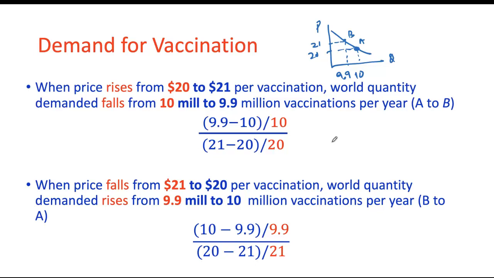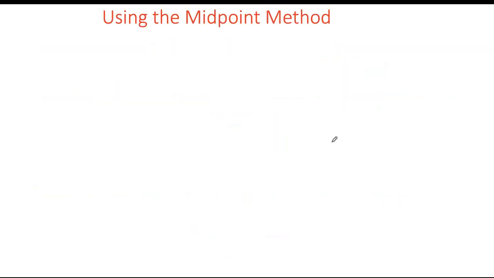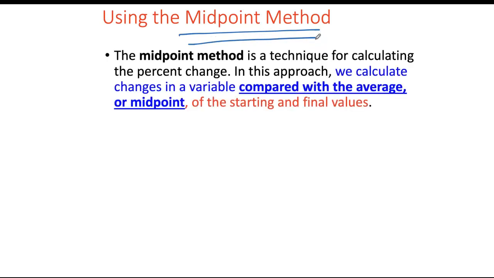In order to get rid of this ambiguity, we will use what we call the midpoint method for calculating price elasticity of demand. So please note, you're expected to use the midpoint method, also known as the arc elasticity method. In the arc elasticity method, we will take the percentage change in the variable using the average value or the midpoint of those two values.